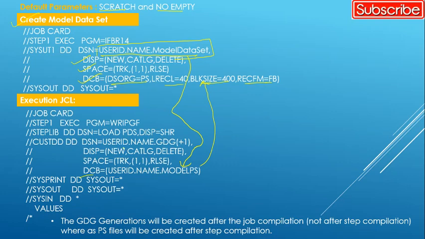So here a generation plus one is given, we are creating it and using this program, and after that it will create the generation in PS format, which has LRECL 40, block size 400, and record format FB. And the GDG generation will be created after the job completion, meaning only after your full job completes will the GDG version be created. It will not be created after the step completes, whereas a PS file will be created after step completion.